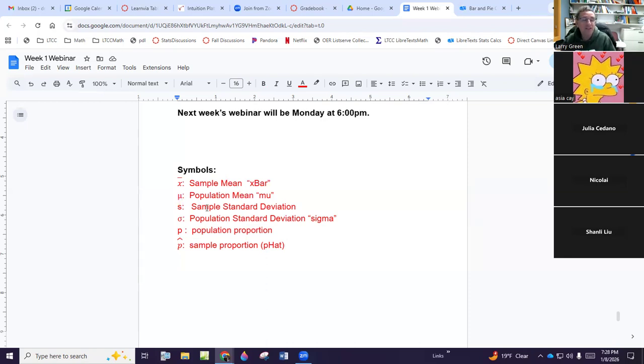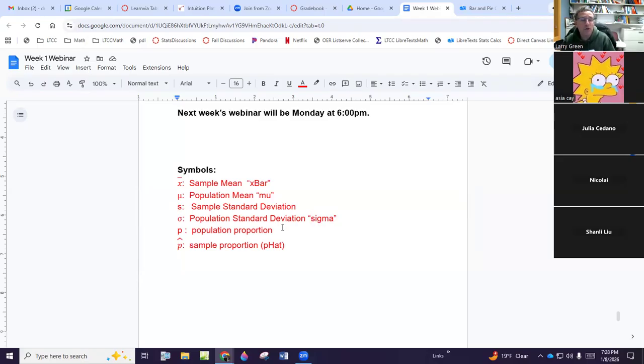Sample standard deviation, we use the letter S for that. That one you better know how to type the letter S. There's no alternate for that because that's S. Got it? So sample standard deviation is S. Population standard deviation, I mentioned already, that's sigma. And on the exam, if you type in SIGMA, I'll accept it. On the projects, you need to type in the letter because you get lots of time and help. Any questions on sigma?